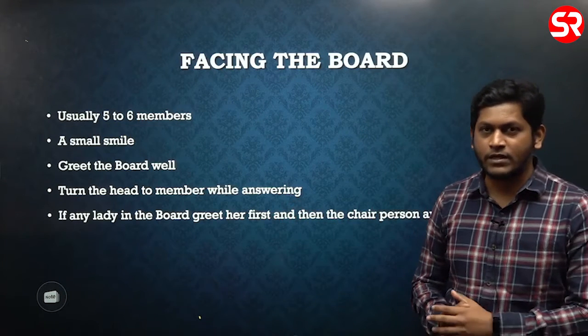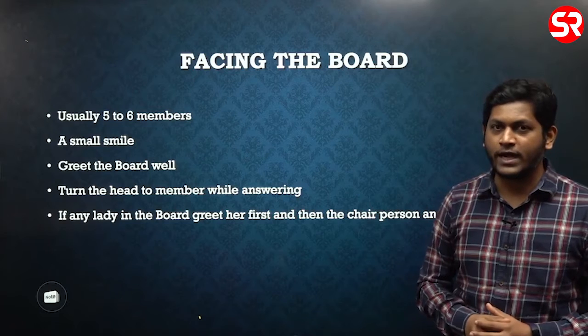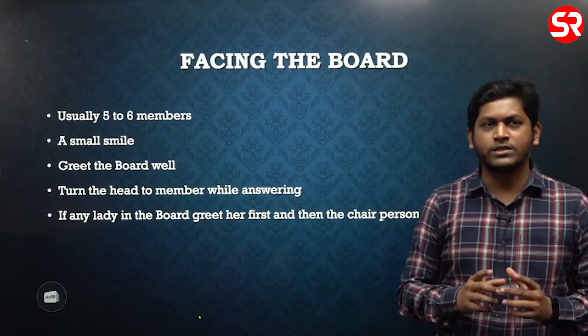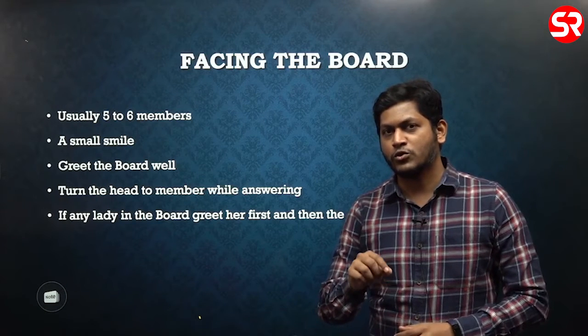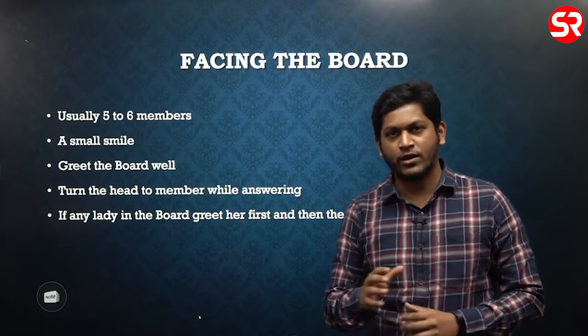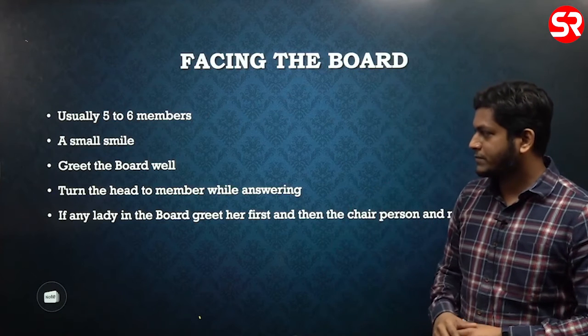Now as I said, during eye contact, you can slightly tilt your head, because it is a circular arrangement. So you may have to turn yourself up to 180 degrees. So turn to the member when you are answering the particular question.